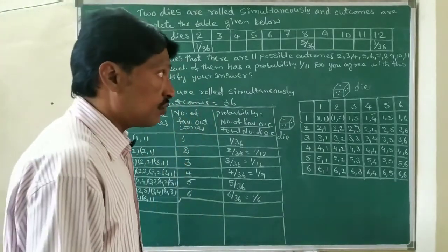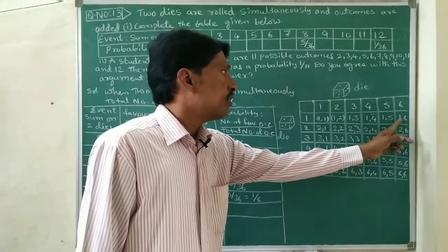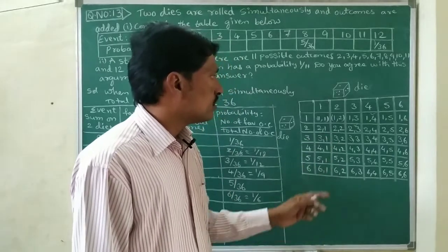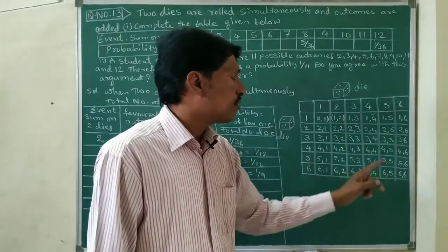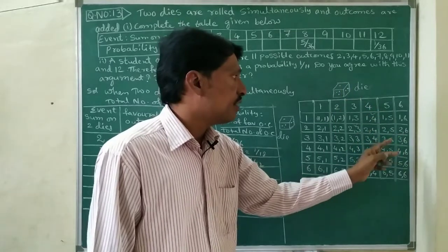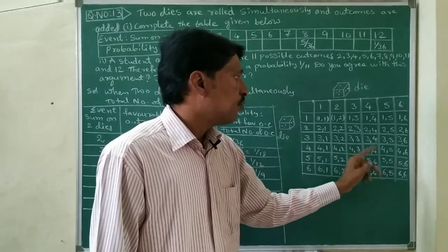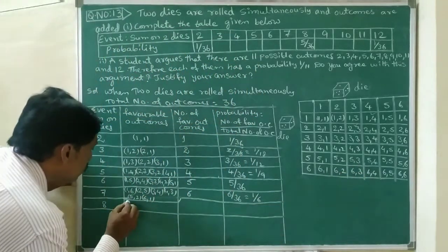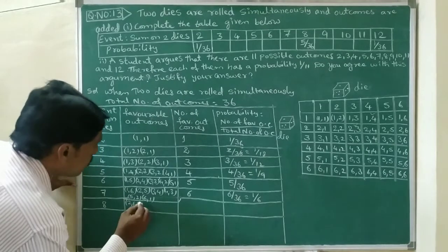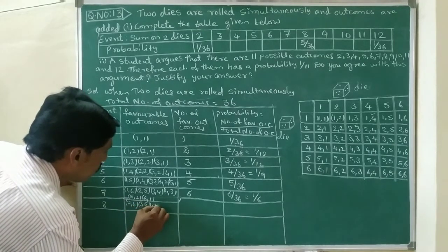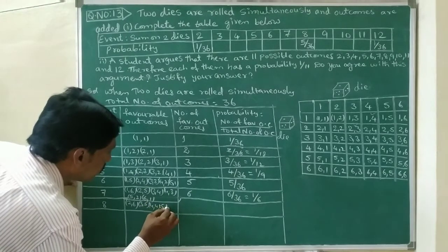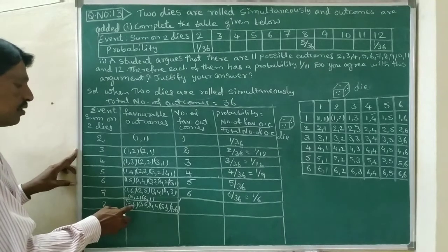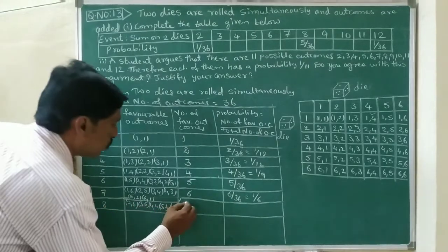So how do we have to get 8? Here 1 comma 6 is 7, we can't get. Here we can see 2 comma 6, that is 2 plus 6 is 8. 3 comma 5 is 8. 4 comma 4 is 8. 5 comma 3 is 8. 6 comma 2 is 8. Means 2 comma 6, 3 comma 5, 4 comma 4, 5 comma 3 and 6 comma 2. The number of favorable outcomes will be 1, 2, 3, 4, 5. So that is 5.